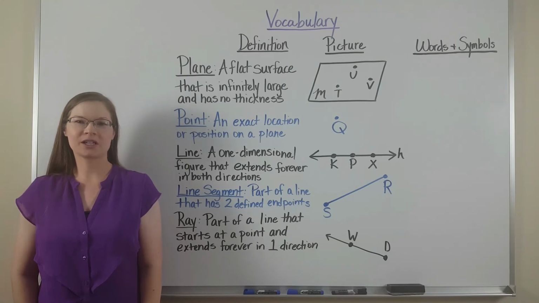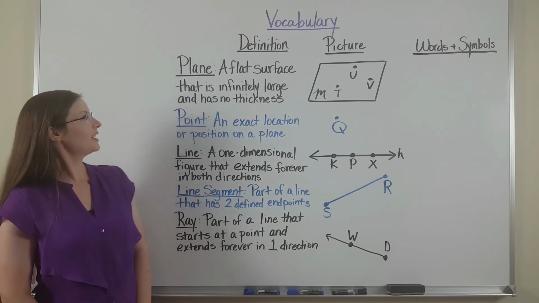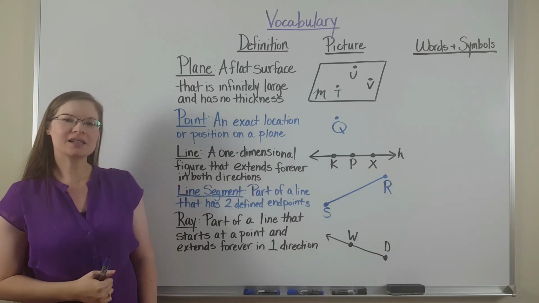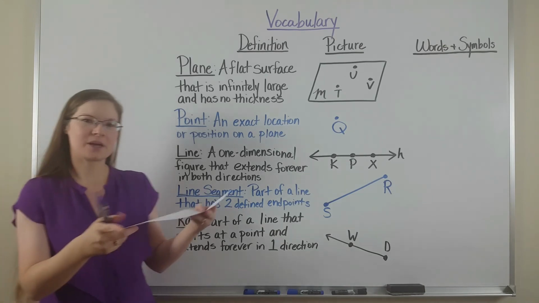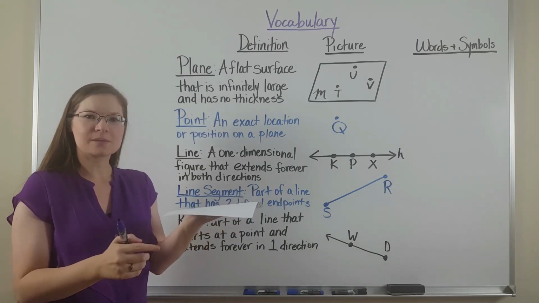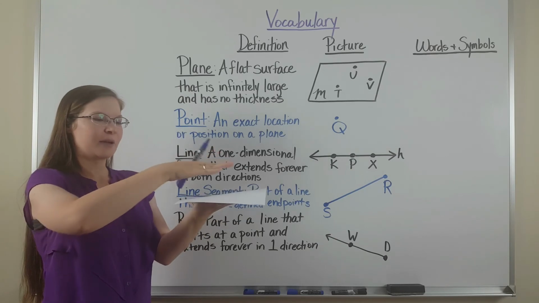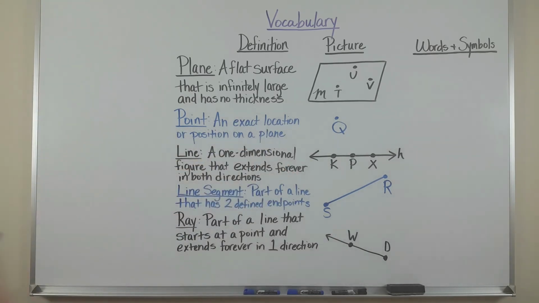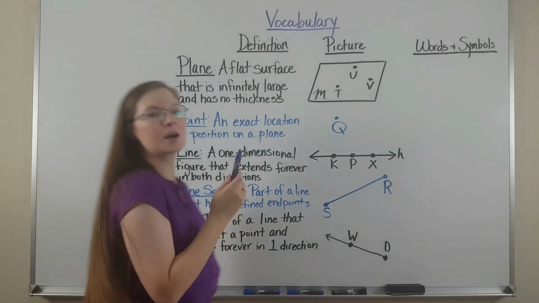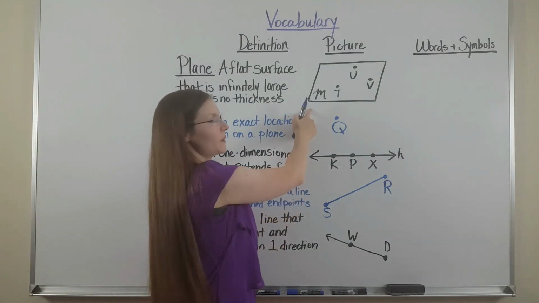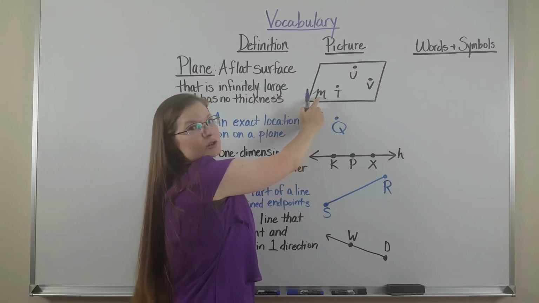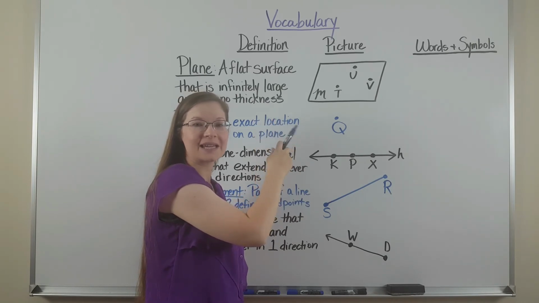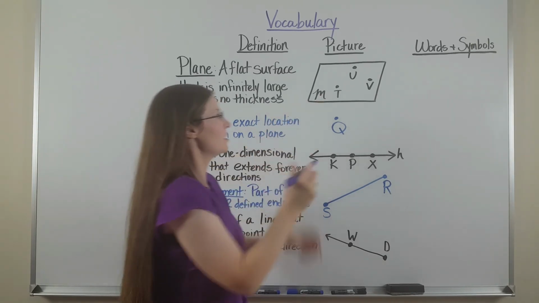The first term that we're going to discuss is plane. A plane is a flat surface that's infinitely large and has no thickness. I like to think of a plane as being similar to a piece of paper. A piece of paper is flat, but also you need to imagine that the paper continues on forever in all directions. And when we represent a plane using a picture, we draw it as a parallelogram with a script or cursive letter in the corner here. And in this case, we would call this plane M, using that cursive letter M there.